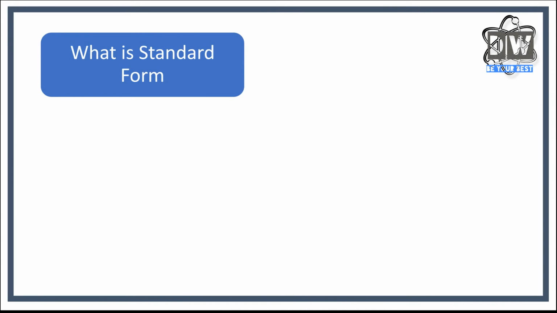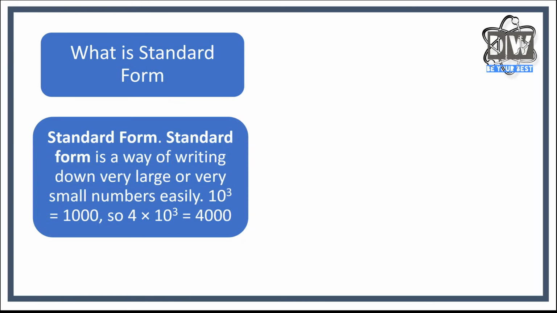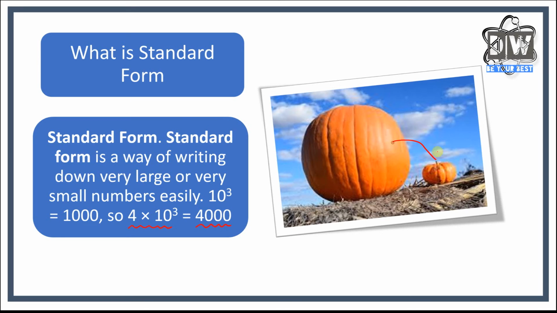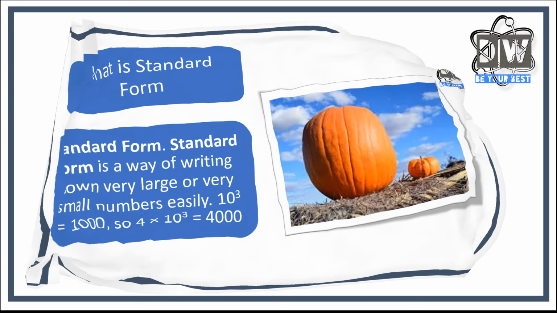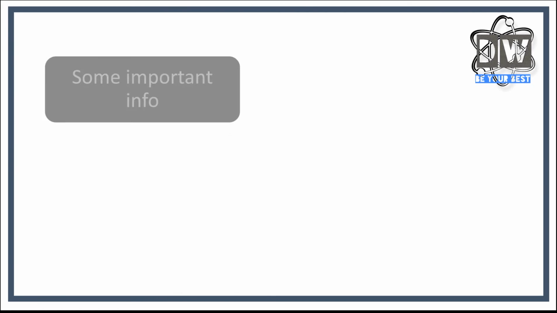What is standard form? I know we've done this a few times, but it's just an easy way of writing down very large or very small numbers. Remember 10 to the power of 3 equals 1,000. So 4 times 10 to the power of 3 gives us 4,000. Standard form is basically this part here. Ordinary numbers, when we talk about it, is this part here. So we're taking something very large and making it small, or something very small and making it large. Simple as that.